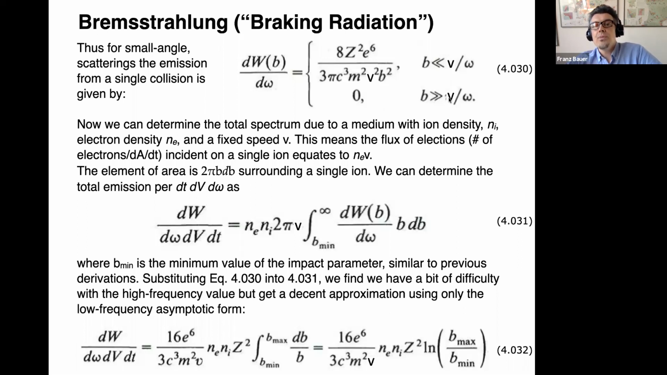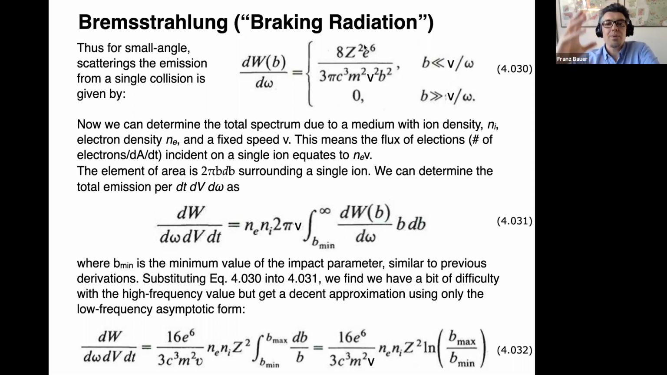And so this thing is now a function of the impact parameter. Where the impact parameters are small compared to this, we actually have this force, and where they are large compared to this, we end up having 0. So we can then calculate what the entire spectrum will be. So this is for one electron that is passing at one impact parameter around one proton.